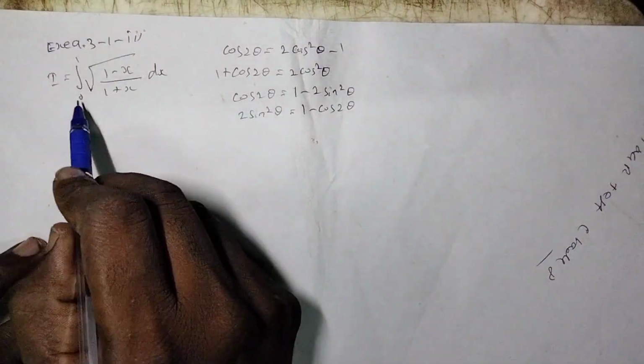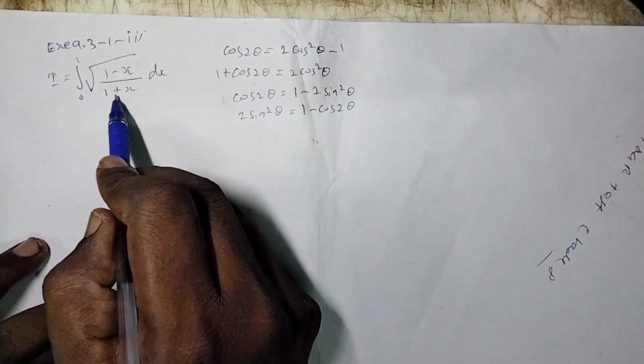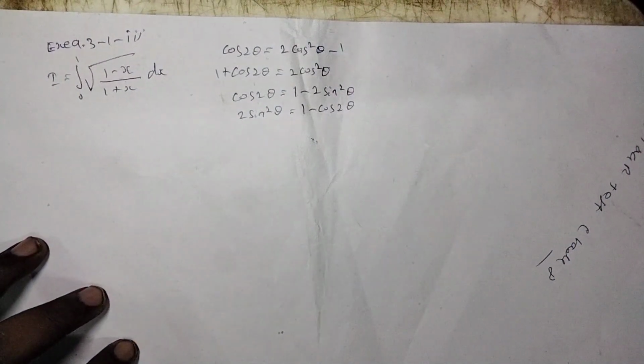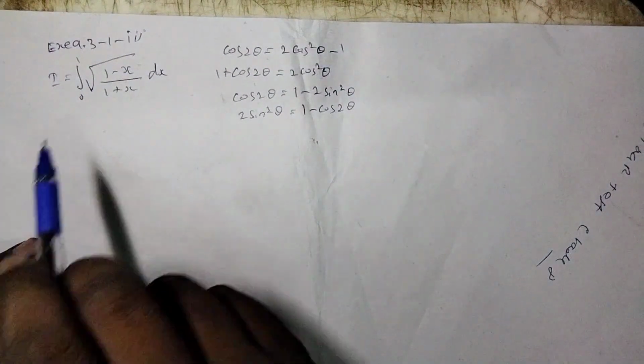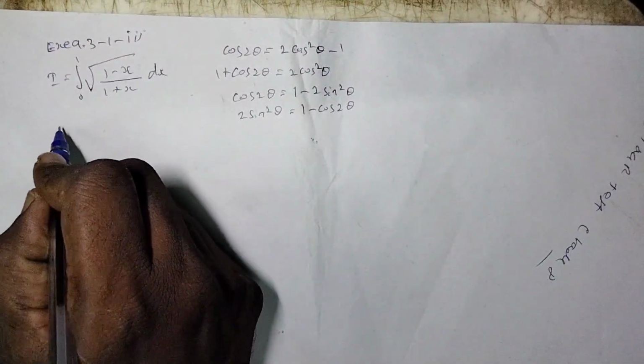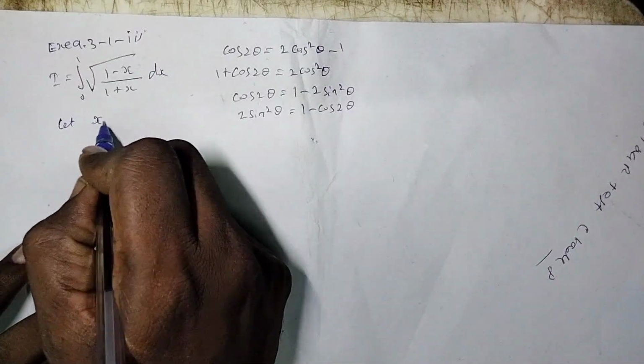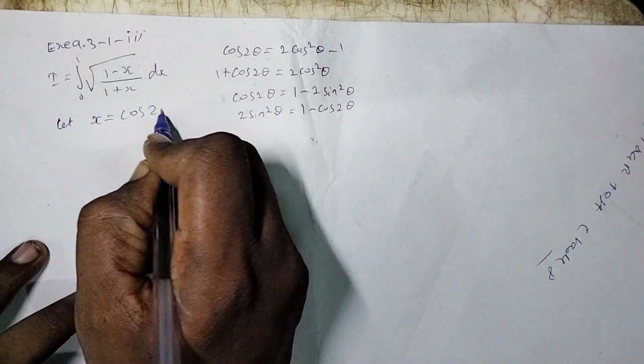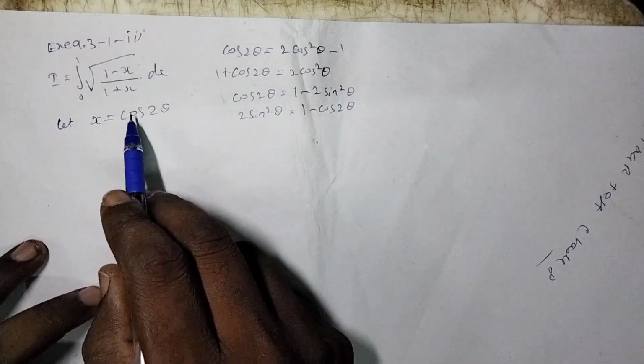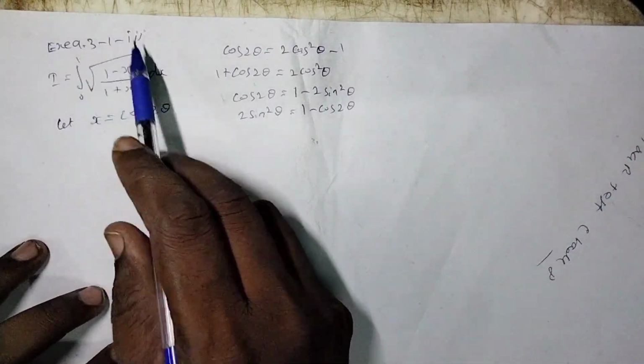We are asked to integrate from 0 to 1 the square root of (1 minus x) over (1 plus x) dx. We can't integrate this directly, so we replace x by the trigonometric identity x equals cos 2 theta. Why do we select this identity? Then we are able to remove the square root.